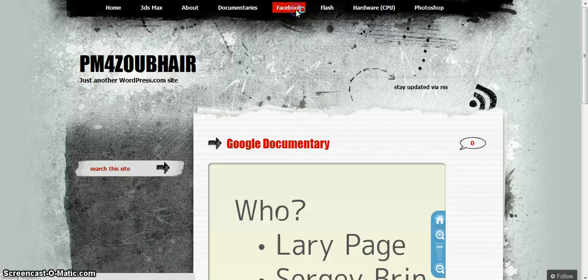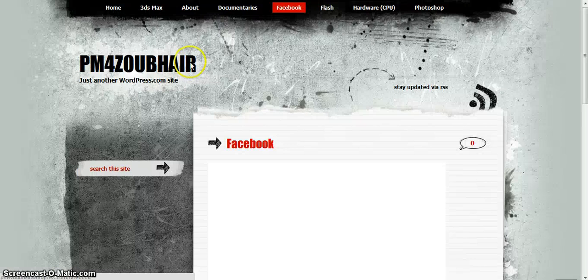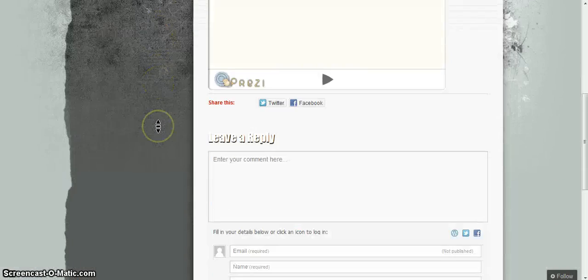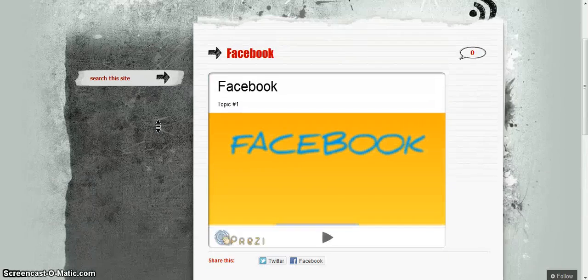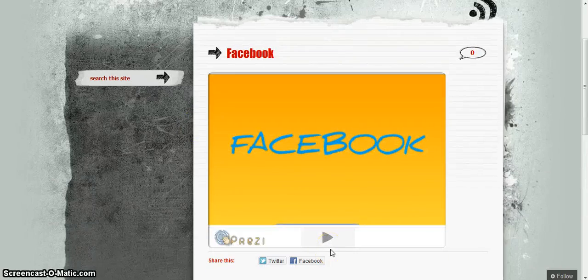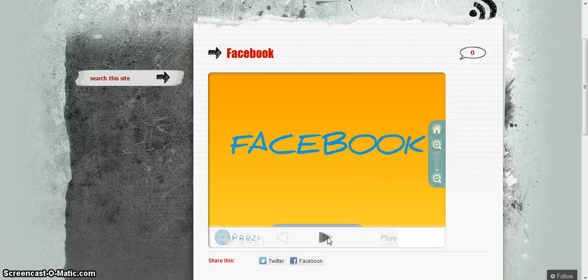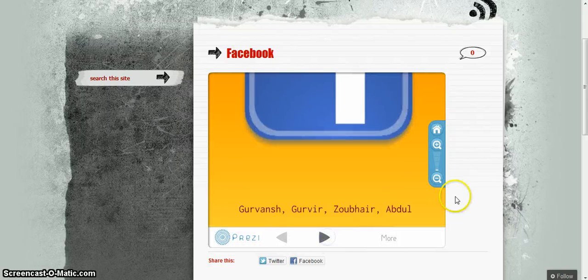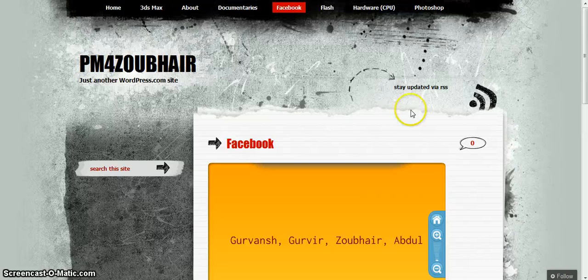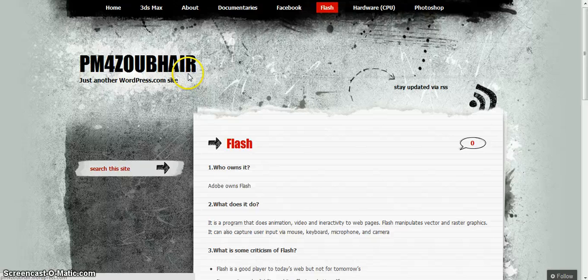And then the next tab is the Facebook tab. When we were learning our Facebook unit, this page only has the prezzi, but this was in groups. And then this is our last unit, Flash.